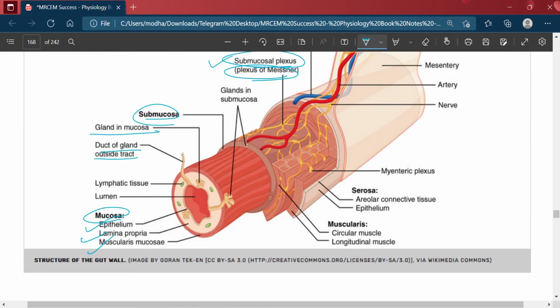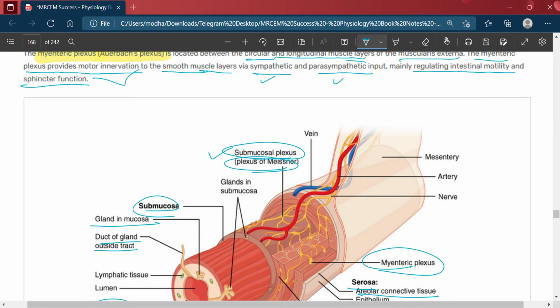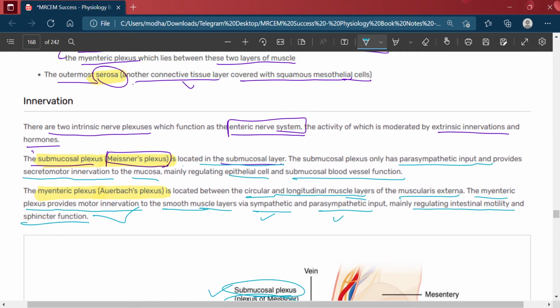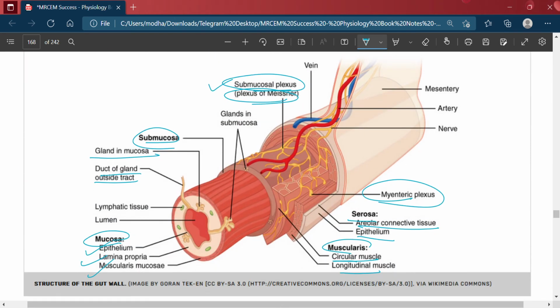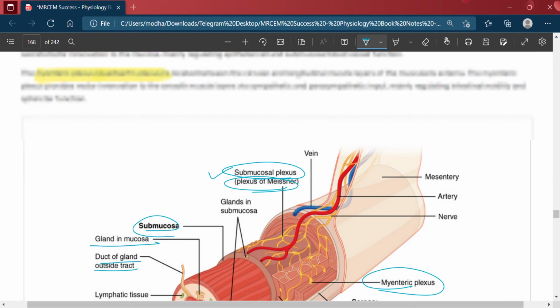Then the muscularis has the circular and the longitudinal muscle, and in between there is the myenteric plexus. Then there is the serosa, which has areolar connective tissue and the epithelium.